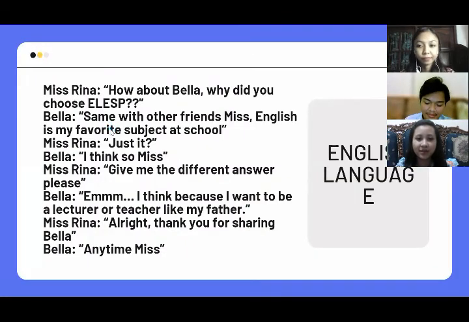Okay, and the last one is English language. As an ELESP student, Bella is asked to speak English in class with lecturers and also other ELESP students. The topic discussed in this conversation is usually about anything that occurs in class, for example group discussion, sharing material, giving opinion, and etc. And from this conversation, we can see that there is a conversation between the lecturer, Miss Rina, and Bella. This conversation will be practiced by me and Bella, me as Miss Rina.